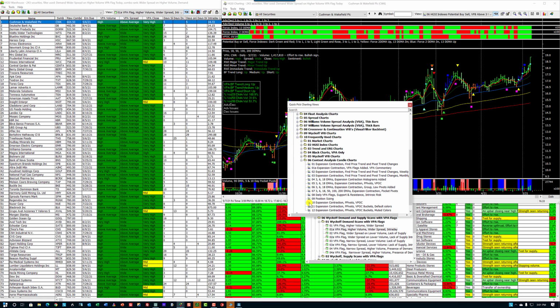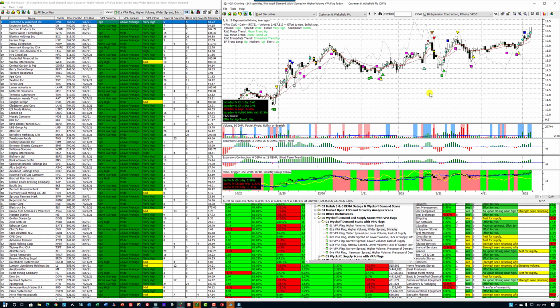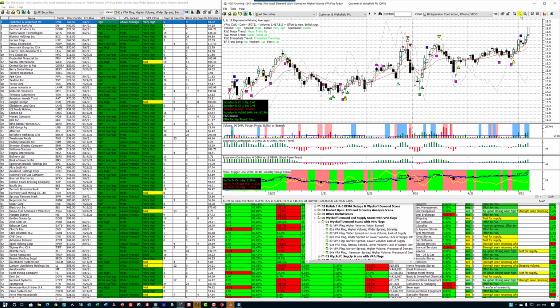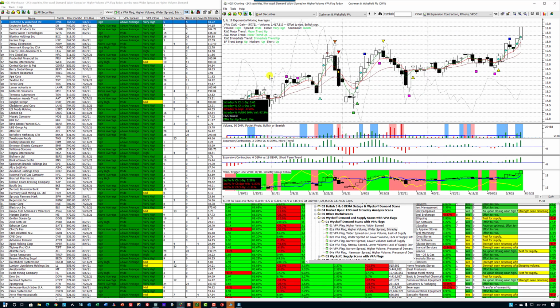I want to go back to frequently used charts. Go down to my context charts. I'll go to number 10 again. And it's true, they closed on their high. So this is a good example of in-demand stocks. So here are the in-demand signals from yesterday, which I see over here in the Wyckoff. And see this dot in the center? Remember, I'm scanning for in-demand stocks that are Wyckoff stocks and also have a VPA flag.